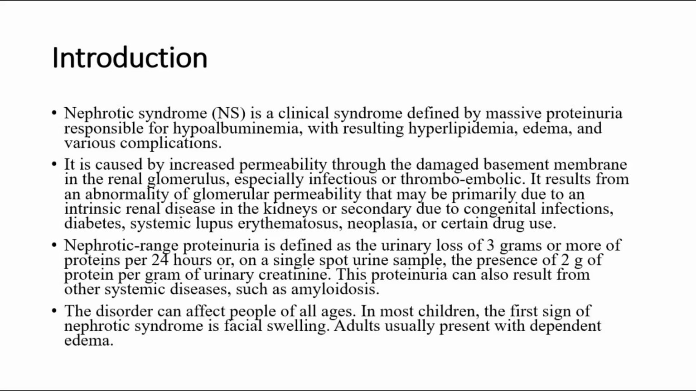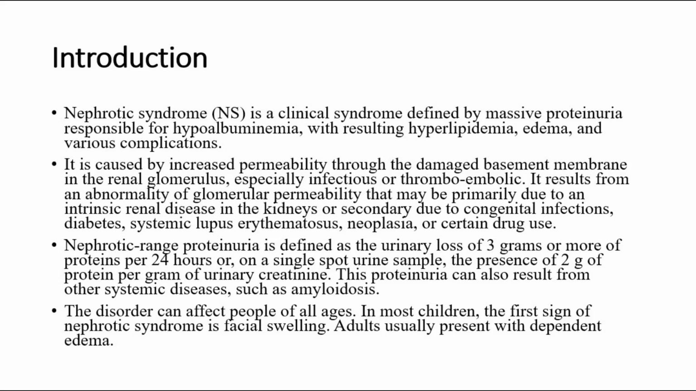It results from an abnormality of glomerular permeability that may be primarily due to an intrinsic renal disease in the kidneys, or secondary due to congenital infections, diabetes, systemic lupus erythematosus, neoplasia, or certain drug use. Nephrotic range proteinuria is defined as the urinary loss of 3 grams or more of proteins per 24 hours or, on a single spot urine sample, the presence of 2 grams of protein per gram of urinary creatinine. This proteinuria can also result from other systemic diseases, such as amyloidosis.